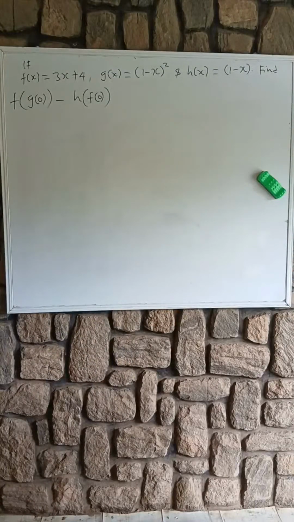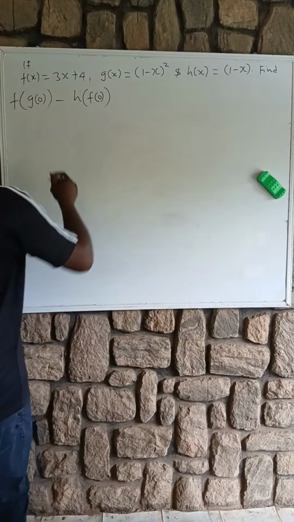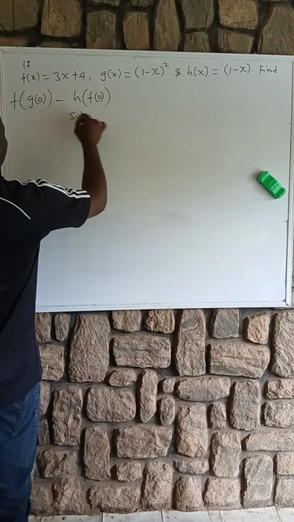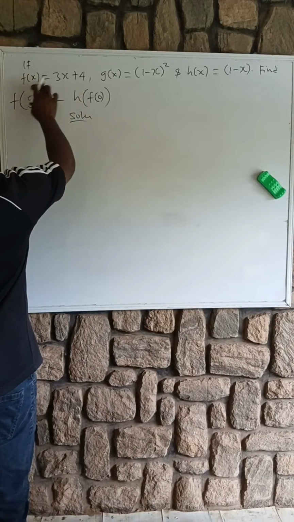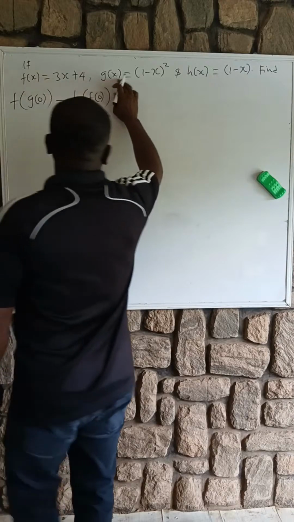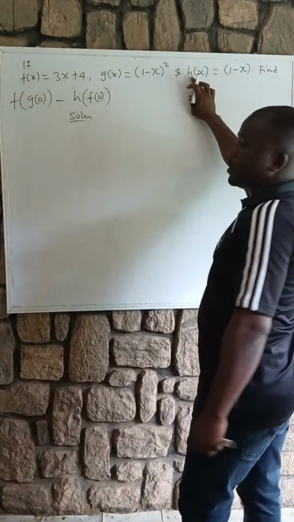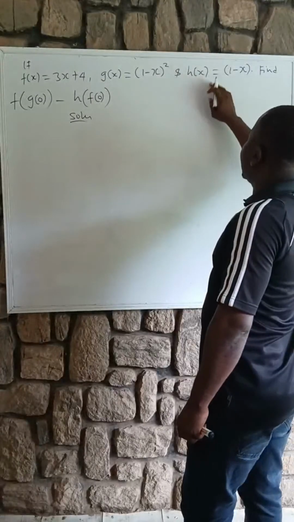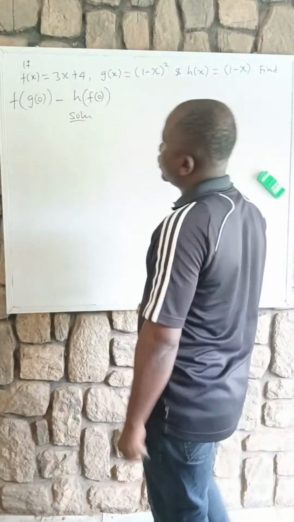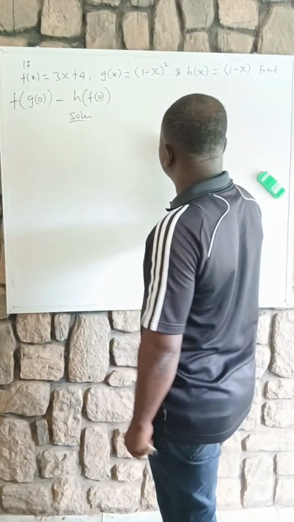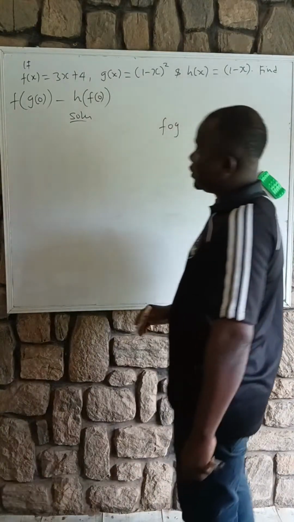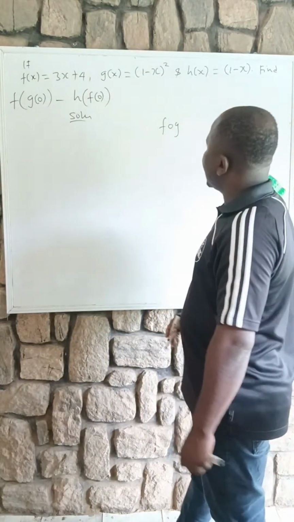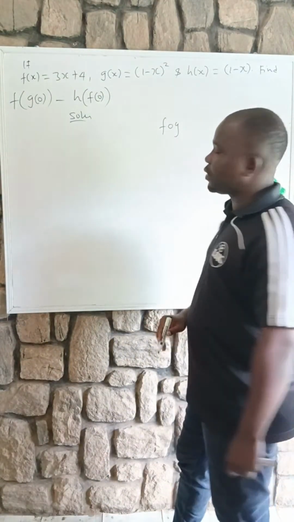I will show you how we'll look at it together. So, this is the function f of x, and this is the function g of x. This is the function h of x. When you see functions of this form, these are composite functions.